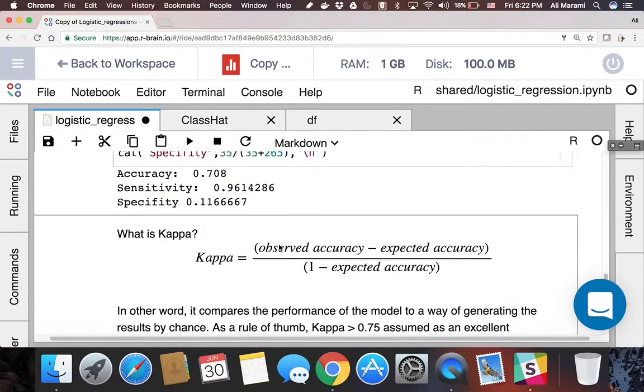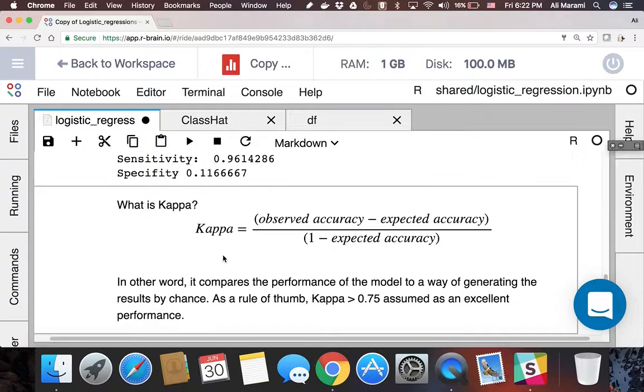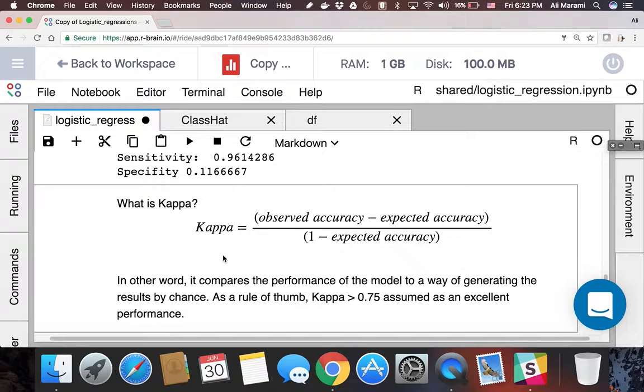But one parameter that I would like to discuss here is kappa. Kappa defines the difference between observed accuracy and expected accuracy. And of course, the higher this number, the larger the difference, and it gives us a good measurement of quality of fit. Usually, as a rule of thumb, kappa greater than 0.75 looks excellent, but again, there is no particular number that says which one is the best.